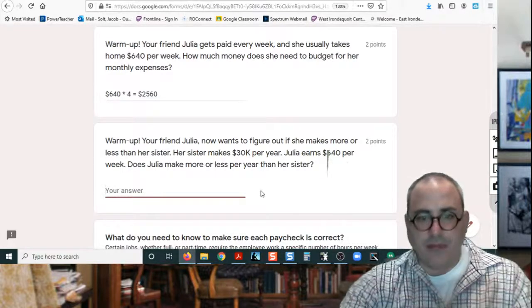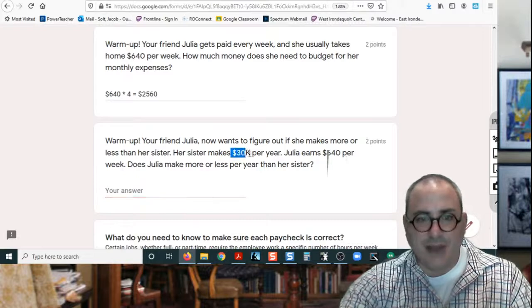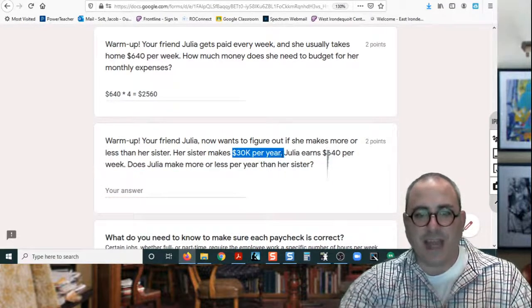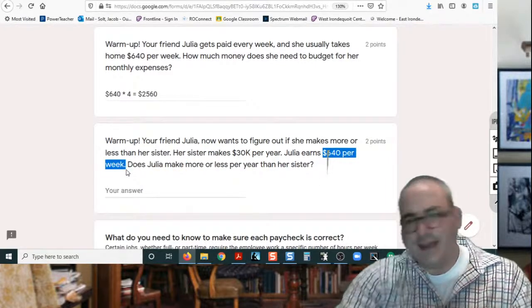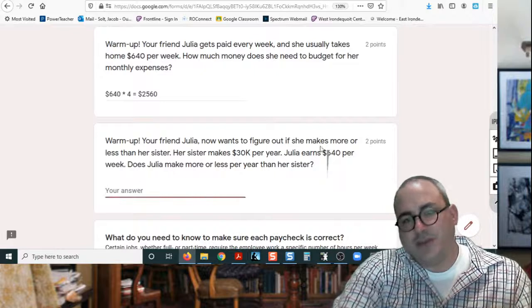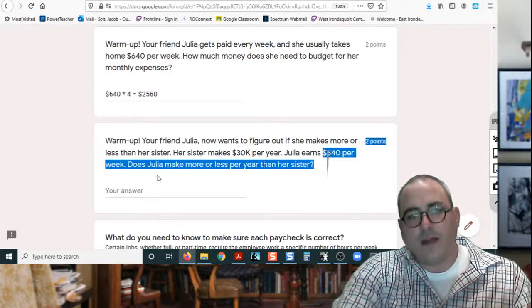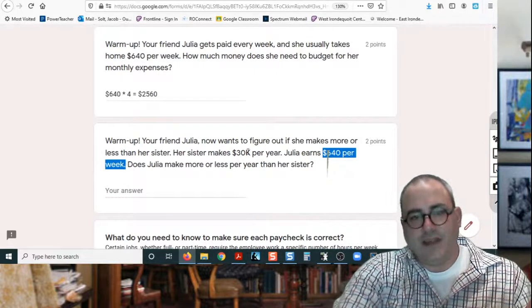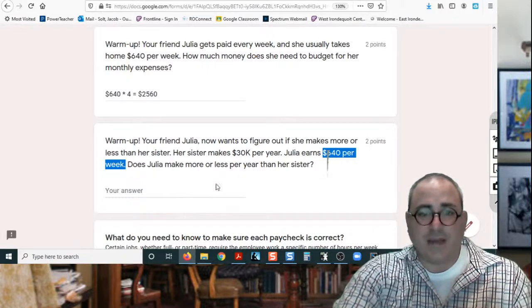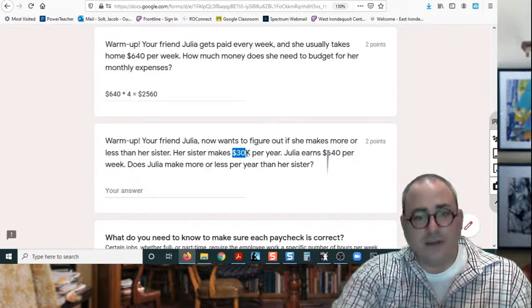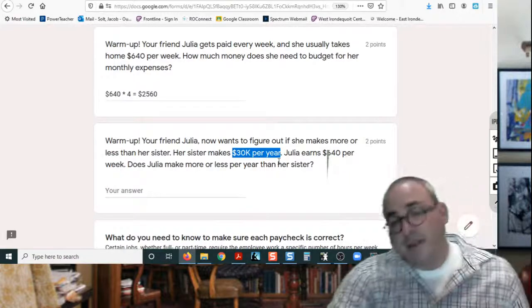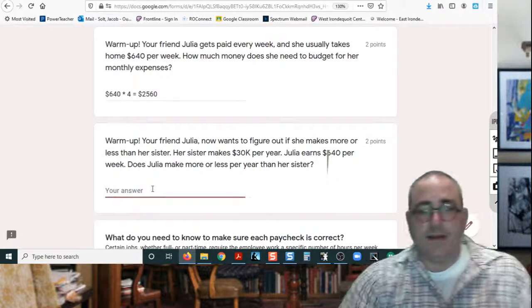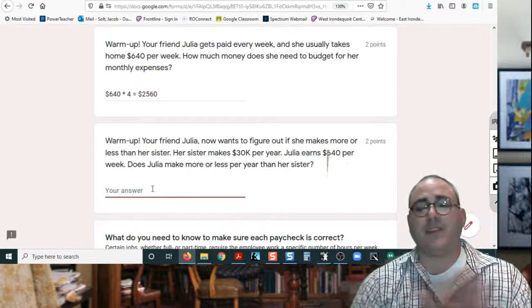I have a problem. I need to be able to compare these two numbers, but they're in different terms, right? This is 30K per year. This is 640 per week. So I think I'm going to try to convert the 640 per week into a yearly number so I can compare these. You could have also alternatively said, I'm going to take this 30K per year and convert that into a weekly. Up to you. I'm going to turn the 640 into a yearly rate.